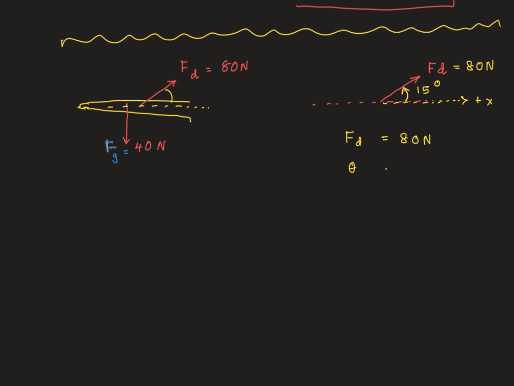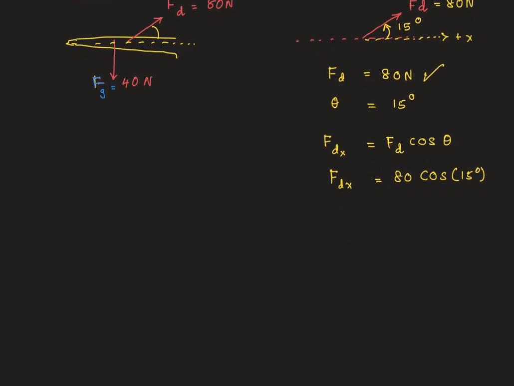I am going to write theta as 15 degrees, and then to find the x component of this vector, I use the same method as before, the magnitude of the force and the cosine of theta. Fdx becomes Fd, which is the magnitude 80 newtons, cosine of the angle 15 degrees. You can use your calculator in degree mode to find the answer.